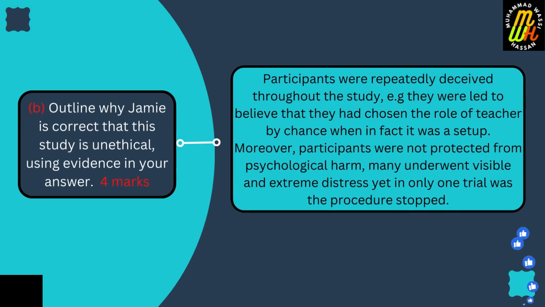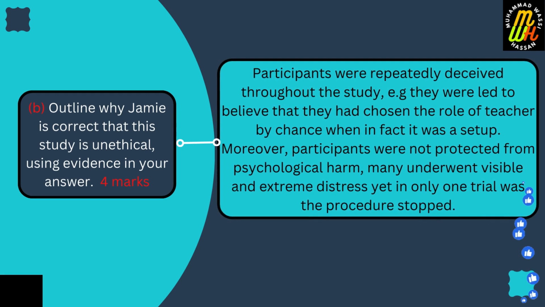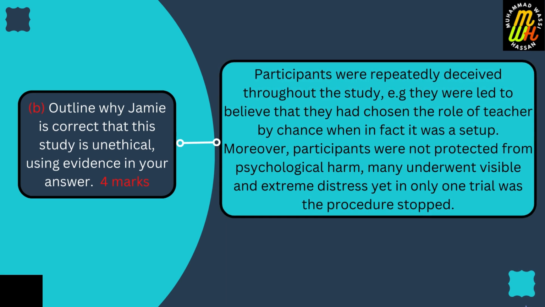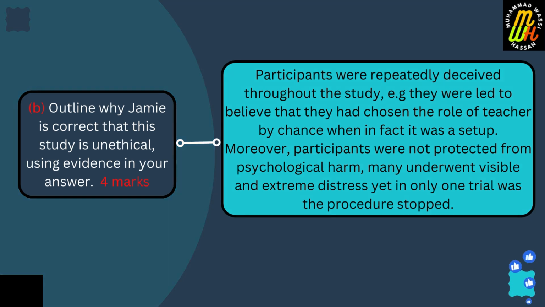B part. Outline why Jamie is correct that this study is unethical, using evidence in your answer. 4 marks. Participants were repeatedly deceived throughout the study. For example, they were led to believe that they had chosen the role of teacher by chance when in fact that was a setup. Moreover, participants were not protected from physical harm. Many underwent visible and extreme distress, yet in only one trial was the procedure stopped.